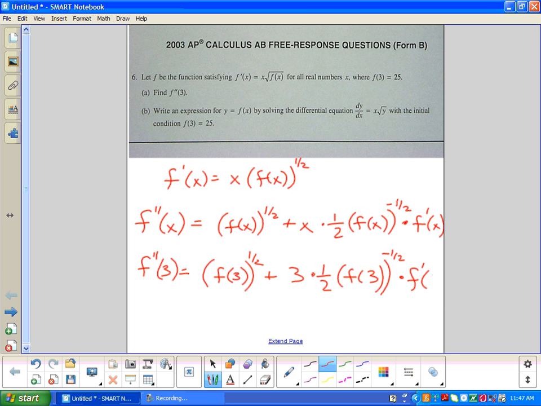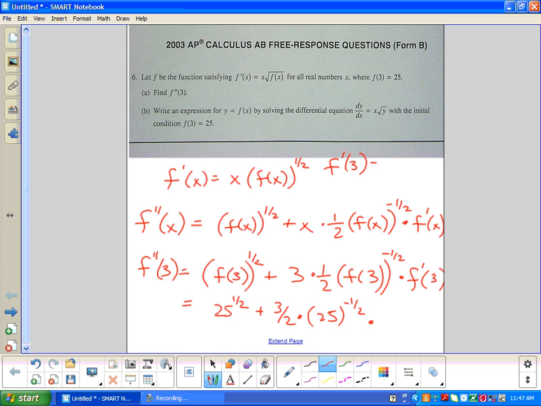Try to get that last parenthesis on the board. There we go. Well, close enough. All right. Now, we know f of 3 is 25 from the original word problem. All right. So I will put that. Yeah, I'm not going to skip that step, but I will write it here. I'm going to write this as 3/2 times 25 to the negative half times f prime of 3. I'm going to go up to this function to figure out f prime of 3. And I'm going to do that work now.